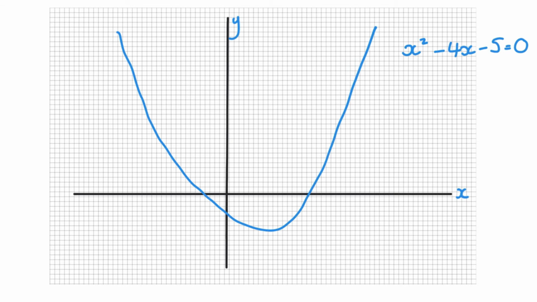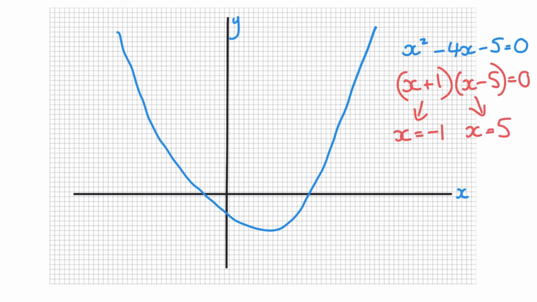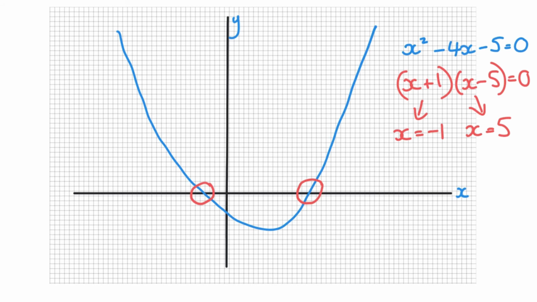When we factorise a quadratic, x is always the value that makes one of the brackets equal 0. So x squared minus 4x minus 5 factorises to x plus 1 in one bracket and x minus 5 in the other bracket. So for this bracket to equal 0, x is equal to minus 1. For this bracket to equal 0, x is equal to 5. So when we're looking at a graph, we want to find the x values when y equals 0, just like when we factorise. So the x values when y equals 0 are when the line crosses the x-axis. So these are the solutions for x.